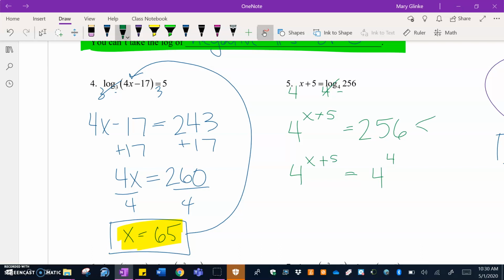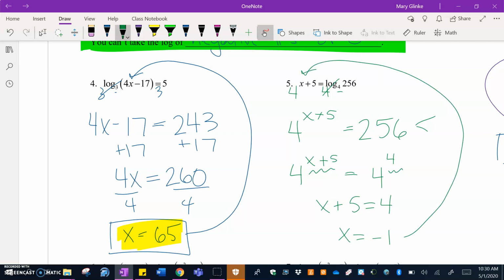And so now, since these have the same base, we can set our exponents equal to each other and solve that equation. So we get x plus 5 equals 4, so x equals negative 1. Now, interestingly enough, you might be thinking, hey, that's a negative. It's not supposed to work. But when we plug it back in here, you end up getting a positive over there, and it's not even inside of the logarithm. So x equals -1 works, and this would be our final answer.